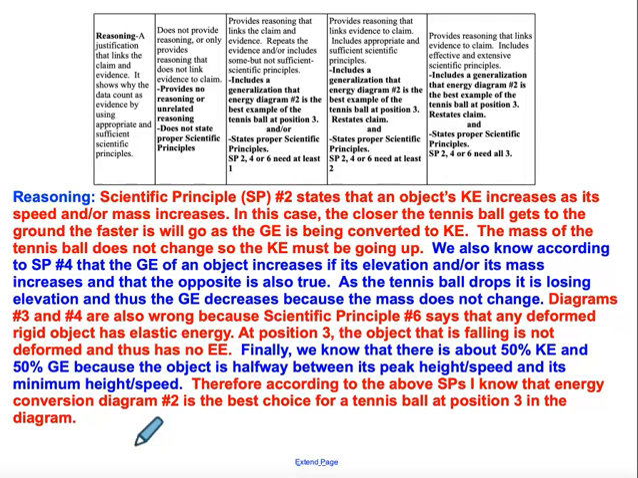So then finally, we know that there is about 50% KE and 50% GE because the object is halfway between its peak height/speed and its minimum height/speed. Therefore, according to scientific principles, I know that energy conversion diagram number 2 is the best choice for a tennis ball at position 3 in the diagram. So this is my concluding statement, and it's also where I put my claim in this.